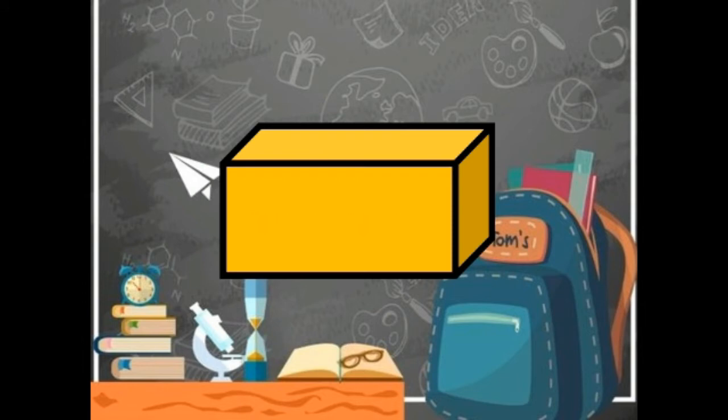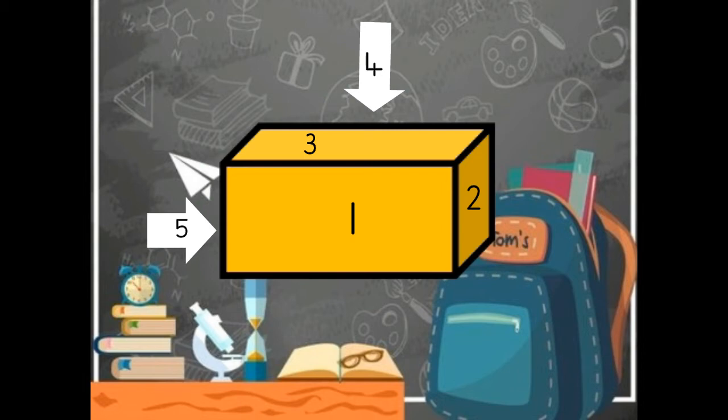Can you tell me how many flat faces it has? Let's count. 1, 2, 3, 4, 5, and 6. A cuboid has 6 flat faces. Yes, it is very similar to the cube, except instead of all the faces being squares, they are rectangles. The opposite faces of a cuboid are always of the same size.